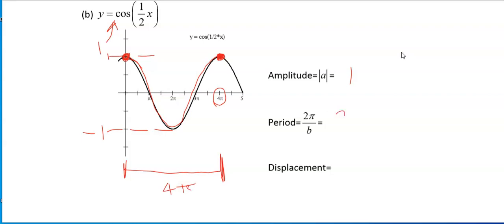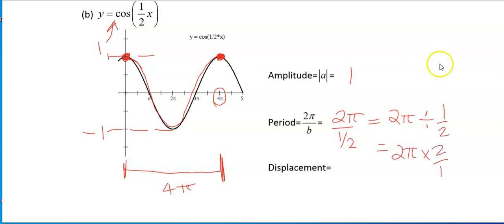If you did the actual calculation, watch what you would do. You'd have 2 pi divided by b, which is 1/2. Now, dividing by 1/2 is the same thing as multiplying by 2, remember? In fact, let me just show you what I'm doing here. 2 pi divided by 1/2, and you know how to divide with fractions, right? Multiply by 2 over 1, and look at that. There you go. So yes, the period is 4 pi.